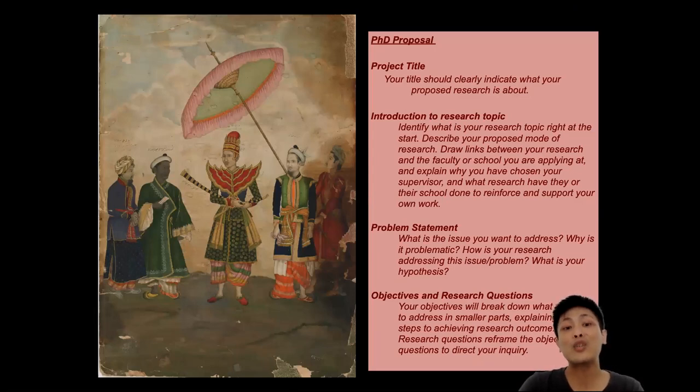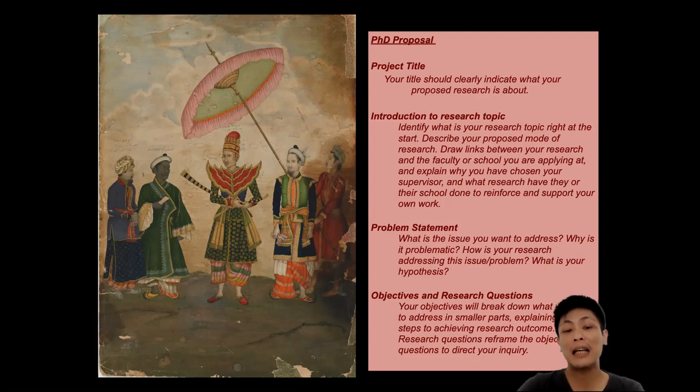In your PhD proposal, first you need to clearly indicate what your project title is. After that, give us a bit of an introduction, set the tone, and identify immediately and directly what your research topic is. Don't give us background information before you finally get to what you're trying to explore. State very clearly what your research topic is, and then you can describe to us your proposed mode of research. What you can do here is to draw links between your research and the school that you're applying to. Explain to us why you've chosen your supervisor and what research they have done that reinforces and supports your work. What do you think they have done that can help you to clarify issues that you want to explore through your research project?